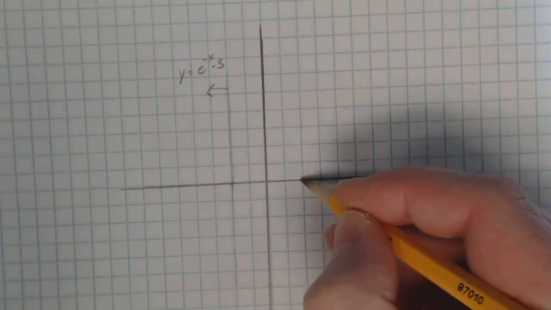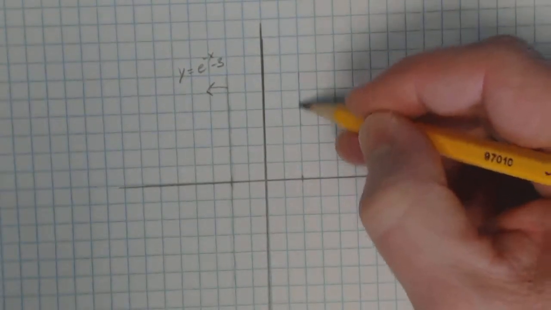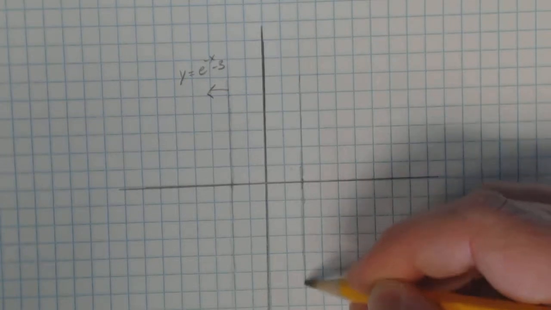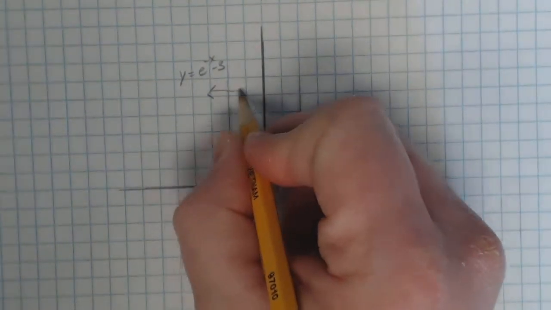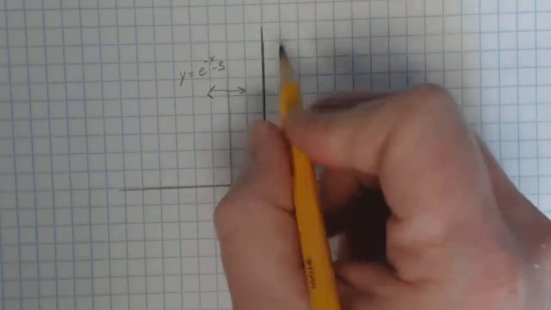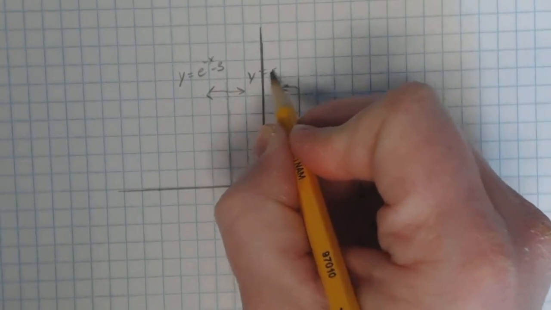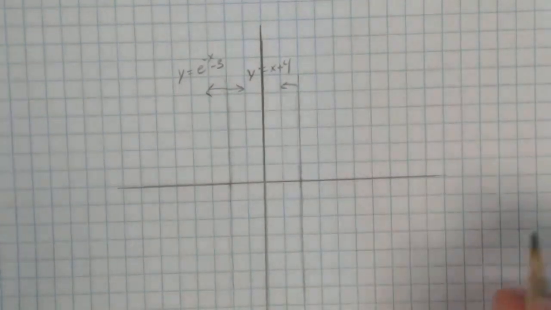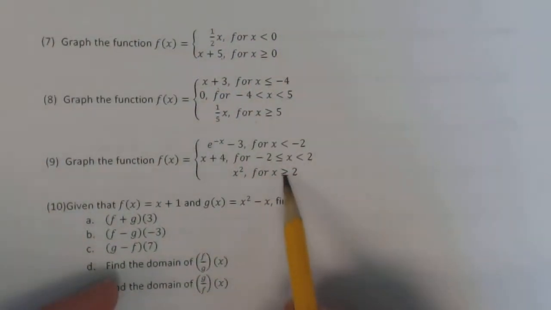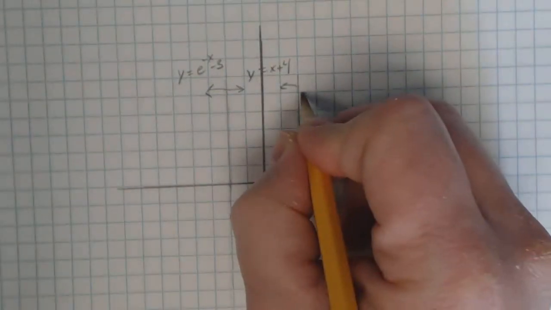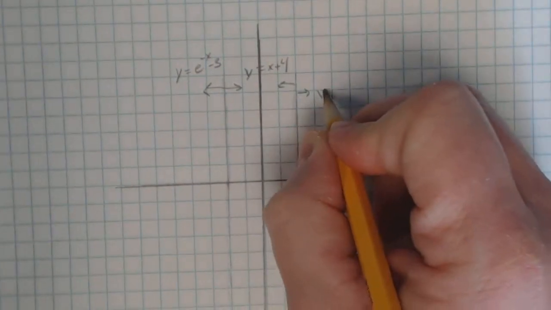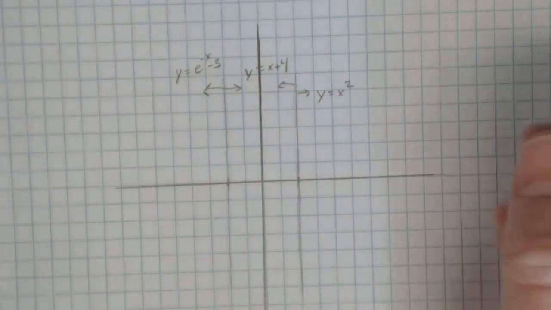Okay, now it says when x is between 2 and -2, we're going to graph x plus 4. So from -2 to 2, there's another little imaginary line here. In between here, we're going to graph y equals x plus 4. And then here it says when x is greater than or equal to 2, we're going to graph x squared. So from here over, we'll graph y equals x squared.